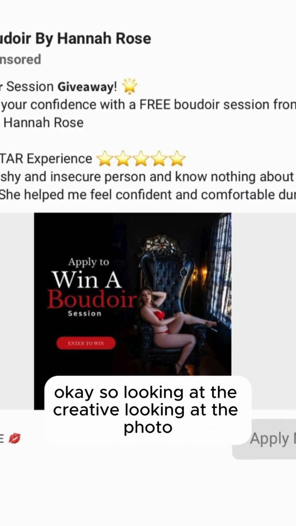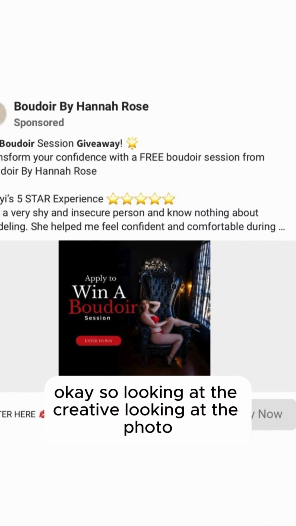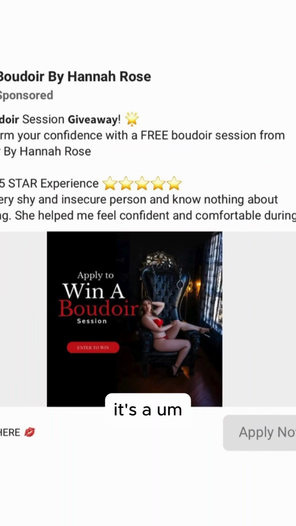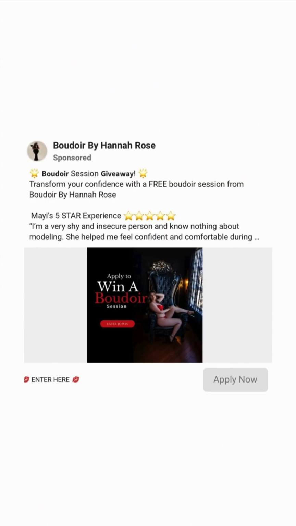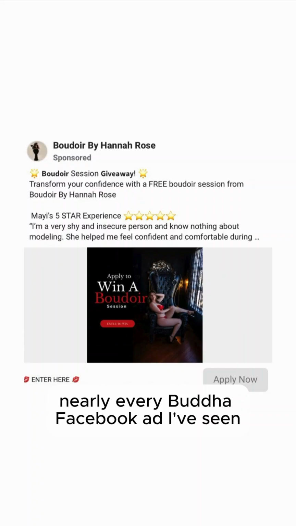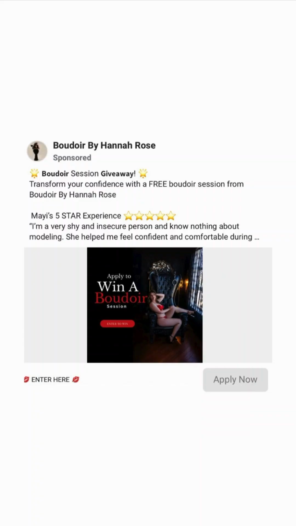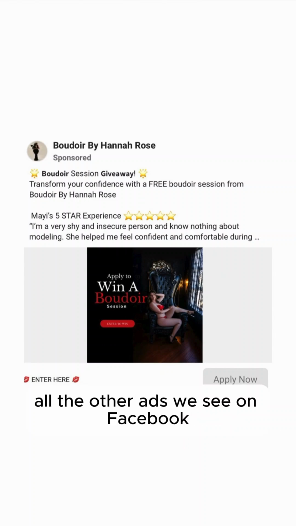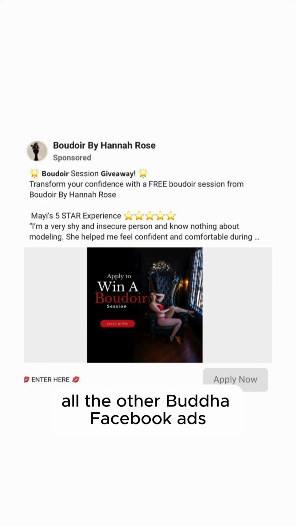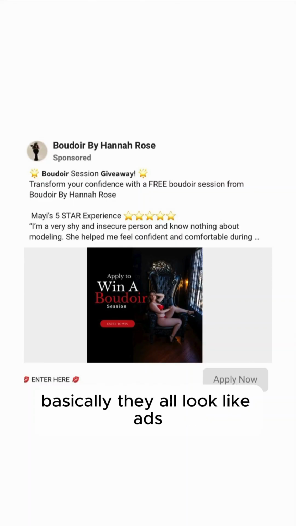Apply to win. Okay, so looking at the creative, looking at the photo, it's a yes, it looks like an ad mistake. Same with nearly every boudoir Facebook ad I've seen. So that looks like an ad mistake. The false belief that causes us to make this mistake is all the other ads we see on Facebook, all the other boudoir Facebook ads. Basically, they all look like ads.